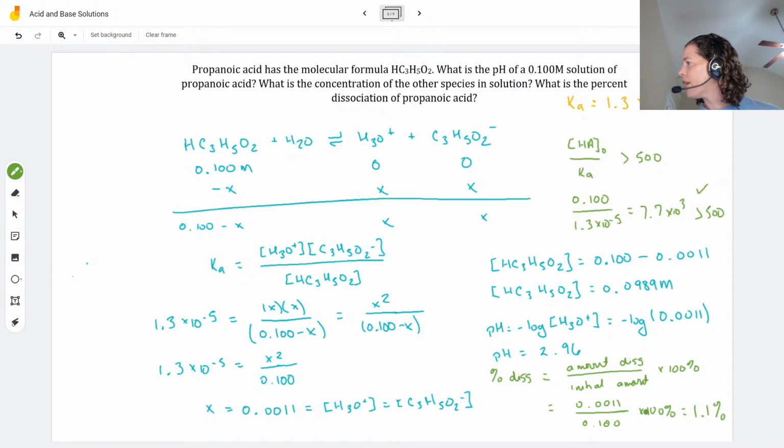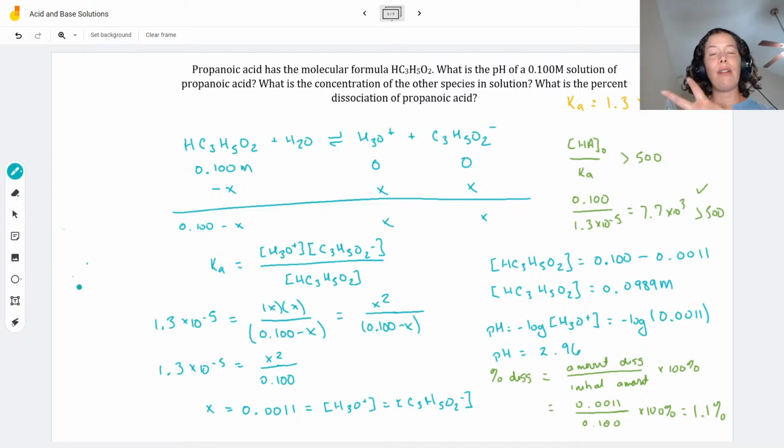Okay, so we do have a question. Could you explain again why we're able to drop the x? Yes. Okay, so this is the 500 rule. It's a way that we can know if this approximation is going to work or not. Oh, there is actually another test that we can do. Well, it's actually the percent dissociation test. But that's an excellent question.